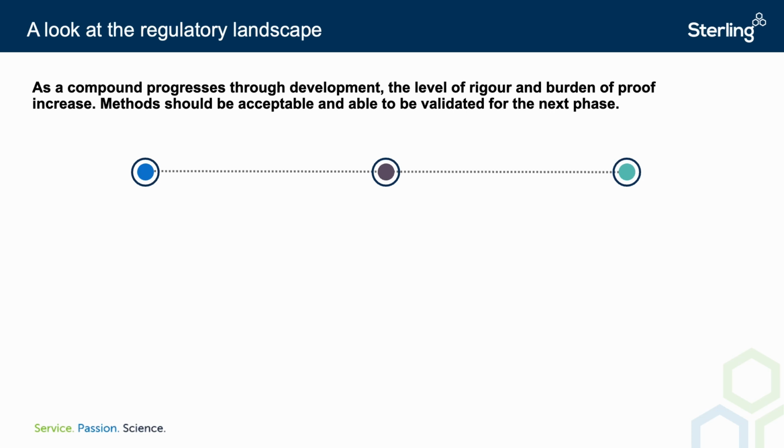As a compound progresses through development, the level of rigor and burden of proof for the results generated increases. Methods should be acceptable and able to be validated for the next phase as is, or with a few minor changes. For preclinical or phase 1 methods, we require that methods are fit for purpose and scientifically sound. We will generally qualify the methods through a memo-style process that focuses on the key parameters of the test method.